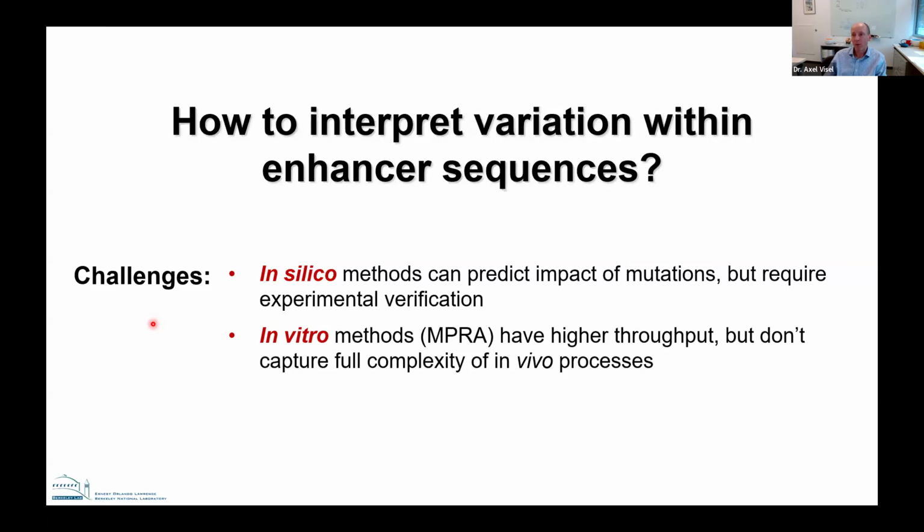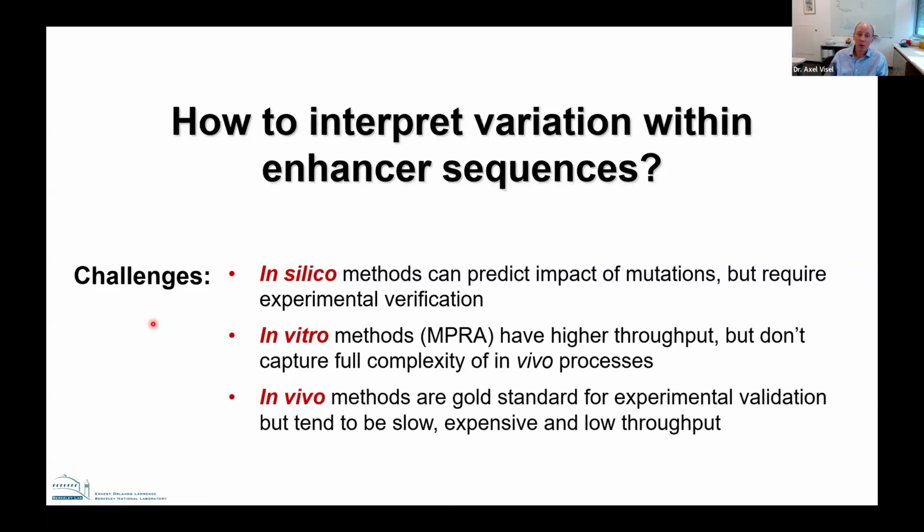For example, morphogenetic events that are the exact events that are disrupted in many structural birth defects. So for that, you usually need to look in vivo. And so that brings me to what we like to do in our lab, which is use in vivo methods, which give you the maximum amount of information in terms of experimental validation, but they have historically tended to be slow, expensive, and low throughput.